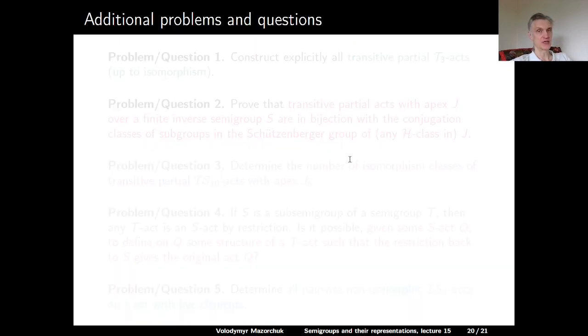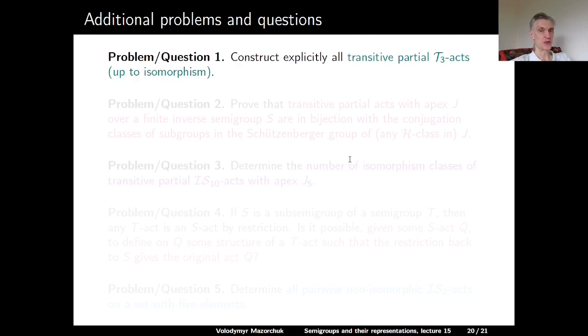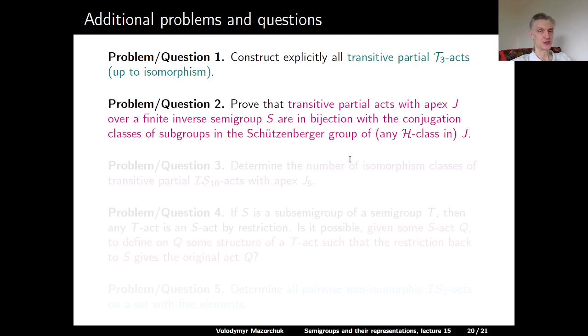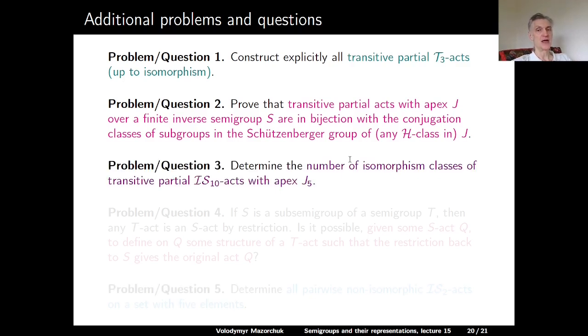Some additional problems and questions at the end. Problem question 1. Construct explicitly all transitive partial T_3 acts up to isomorphism. Problem question 2. Prove that transitive partial acts with apex J over a finite inverse semigroup S are in bijection with the conjugation classes of subgroups in the Schützenberger group of any H class in J. Problem question 3. Determine the number of isomorphism classes of transitive partial IS_10 acts with apex J_5.